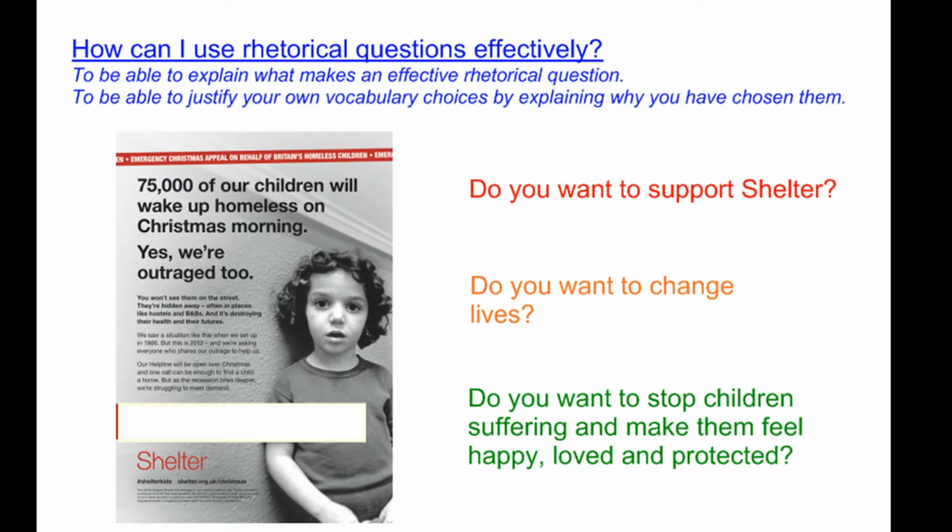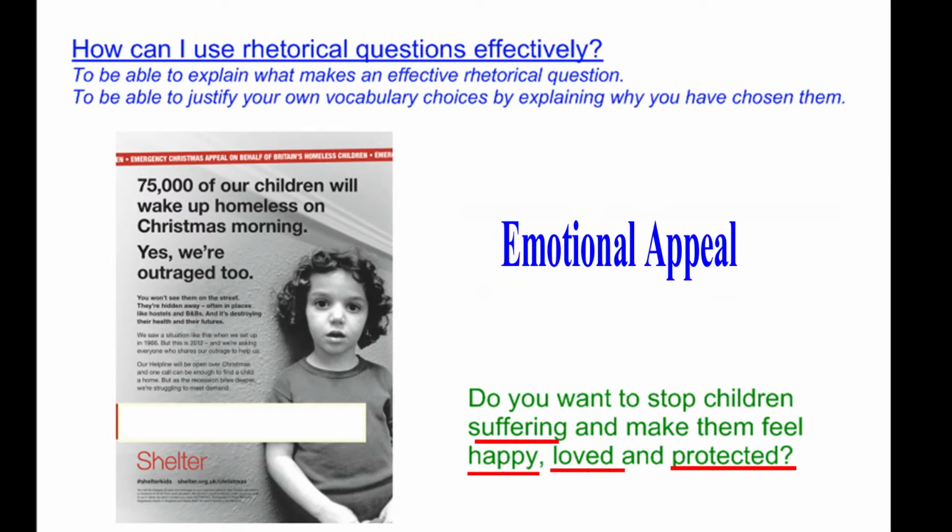As you can note, within this rhetorical question, I'm using a lot of different persuasive devices. So I'm using my triples or rule of threes by saying happy, loved, and protected. I'm also using emotional appeal.